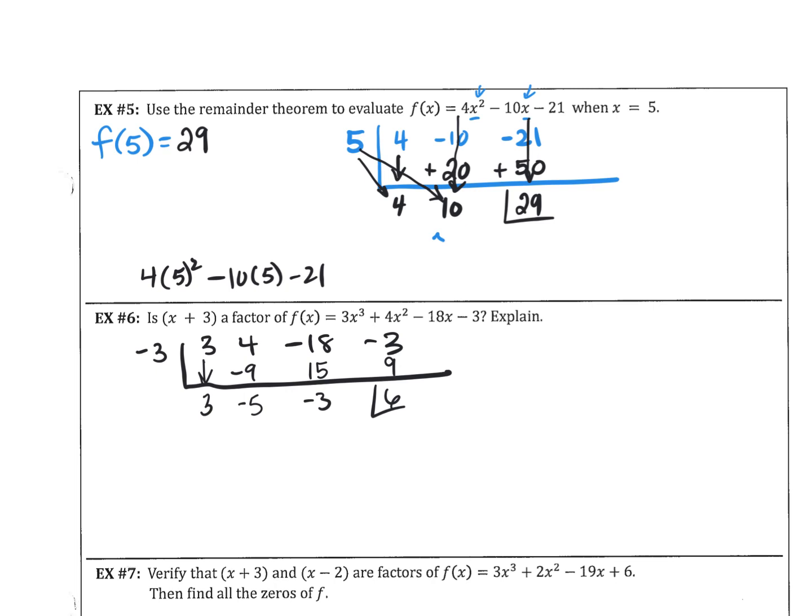So, answer the question. Is x plus 3 a factor? The answer is no. Now the explanation is the remainder is not equal to 0. For it to be a factor, f of negative 3 would have to equal 0, wouldn't it? And it doesn't. It equals 6.